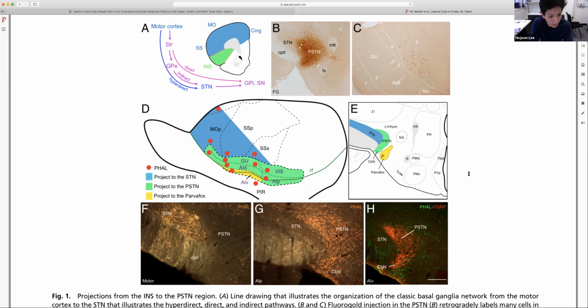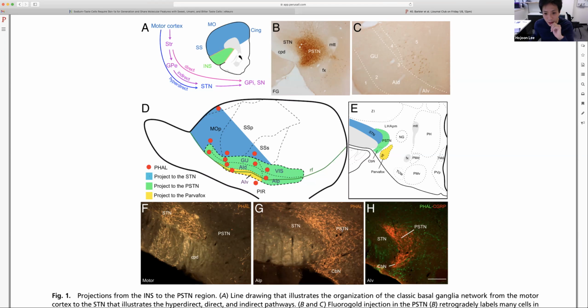So they inject in the motor cortex and they see that there are fibers from the motor cortex that project to the STN. You see this region, right? Then when you inject in the AIP, then you see staining in the PSTN.